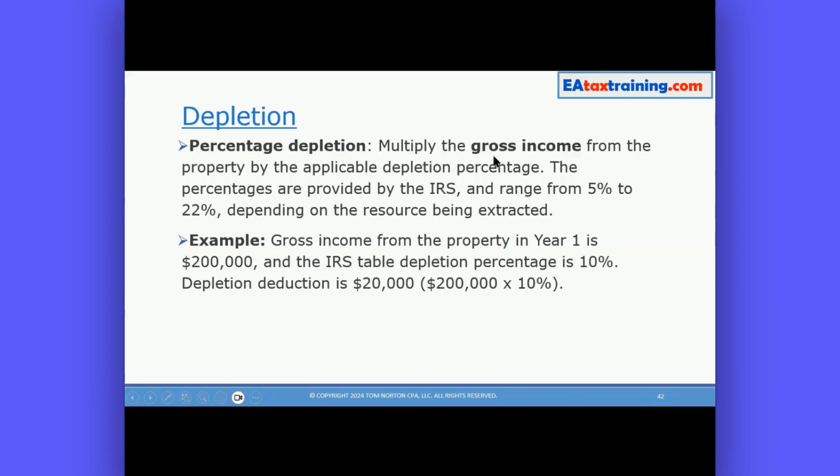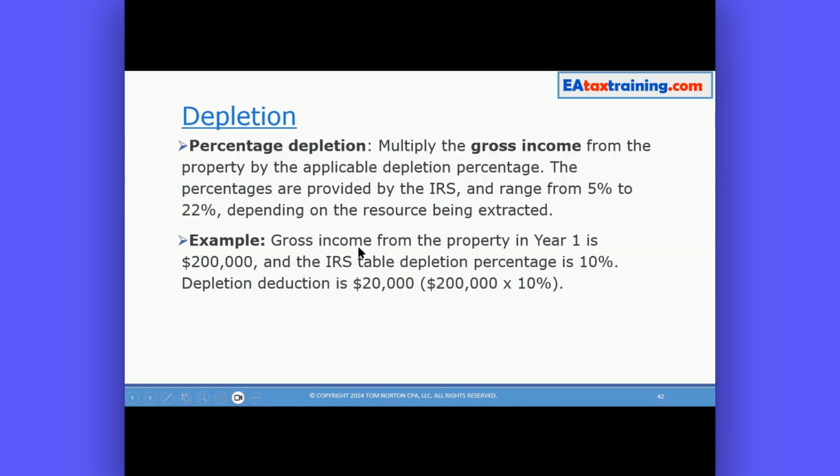Here you multiply the gross income. So this is not based on the cost of the property. It is based on the income that the property produces each year. So you multiply the gross income from the property by the applicable depletion percentage. These percentages are provided by the IRS and range from 5% to 22%, depending on the resource being extracted. If you want to know, you can find it in the IRS publication, but you're not going to be asked or expect to know on the exam that a particular type of mineral has a particular percentage. You just need to know there is a range from 5% to 22%.